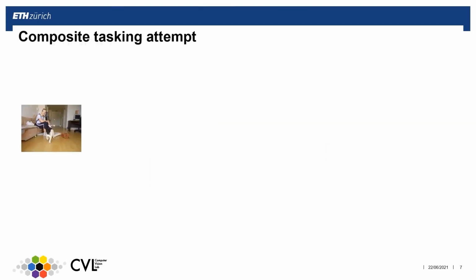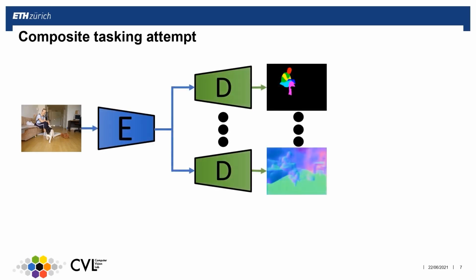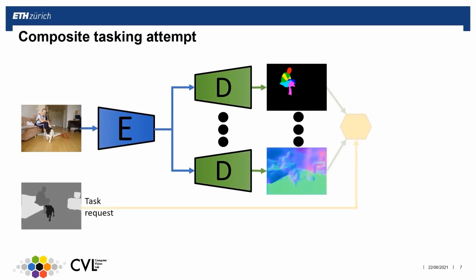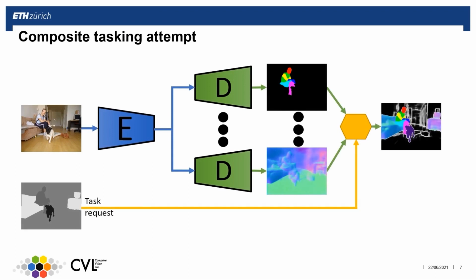One solution that comes to mind would be to first predict the requested tasks in a multitask fashion, one by one, and use the task request to construct the composite task. However, this approach is very inefficient.